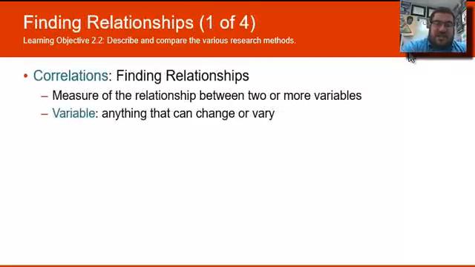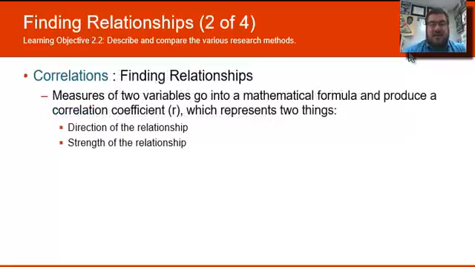Finding relationships between the data that we produce. Relationships are called correlations. It's the measure of a relationship between two or more variables, and variables are anything that can change or vary. We're just going to kind of gloss over correlations now because we're going to talk about them more in depth in a little bit.